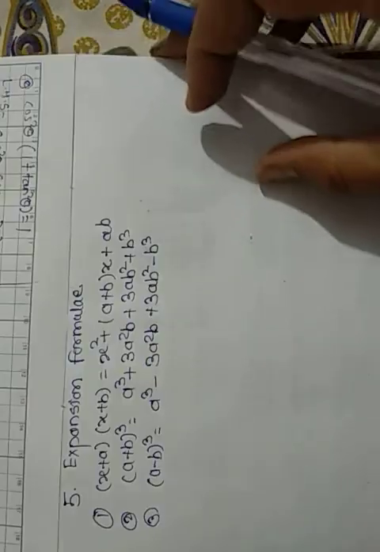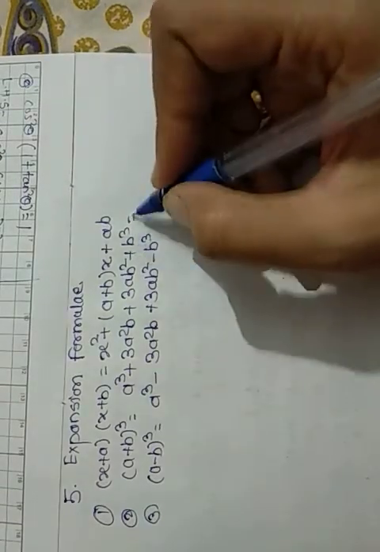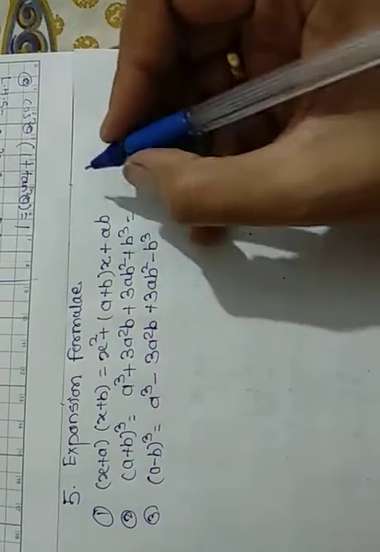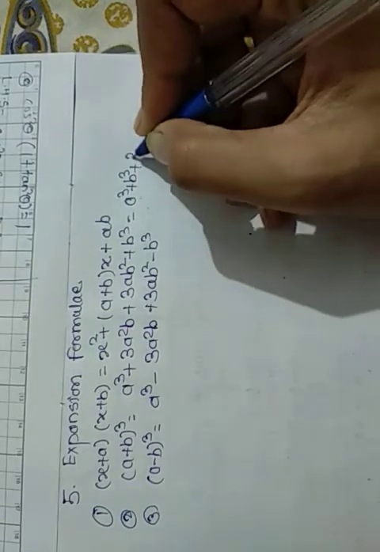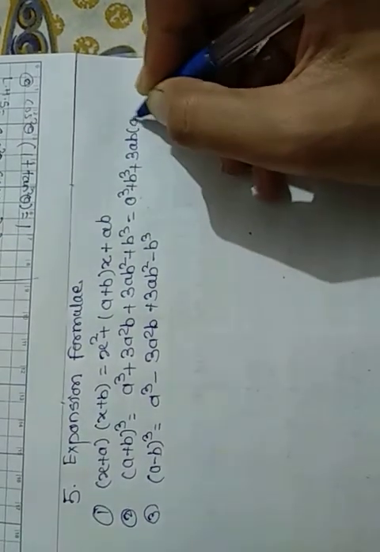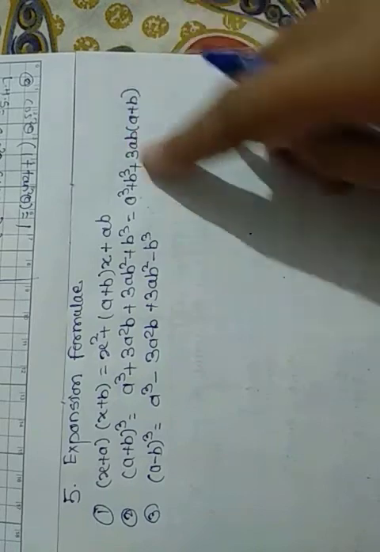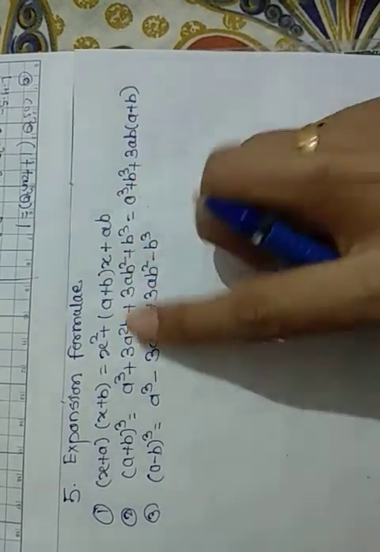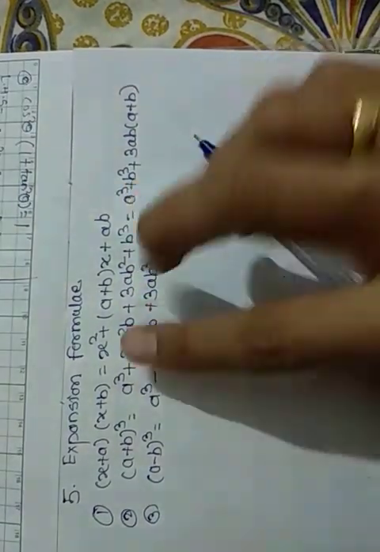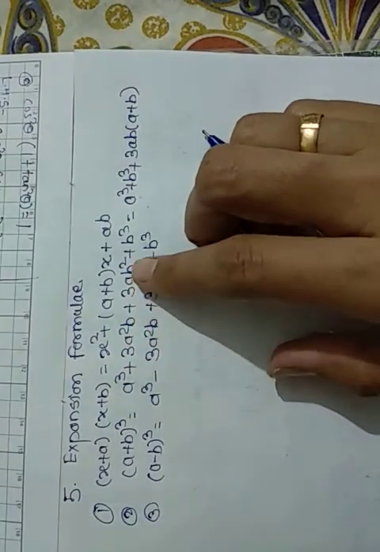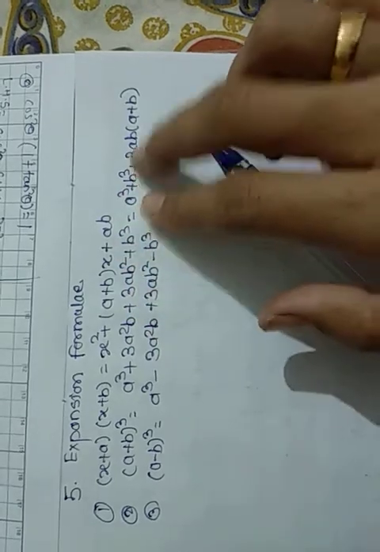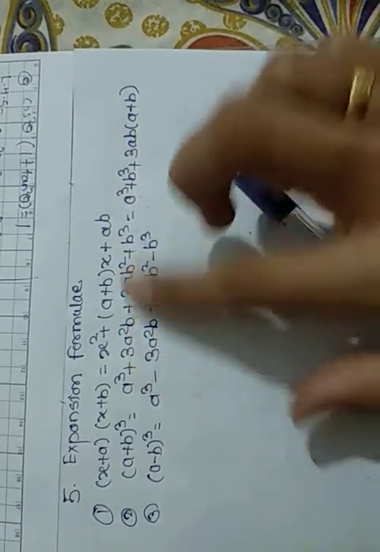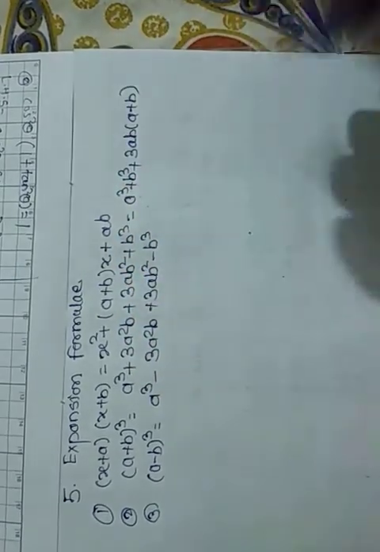Also you can write this formula like this: a cube plus b cube plus 3ab into bracket (a + b). These two formulas are same here, a cube, b cube. Only instead of 3a square b plus 3ab square, we took here common term 3ab and inside the bracket a plus b. These two formulas are same.